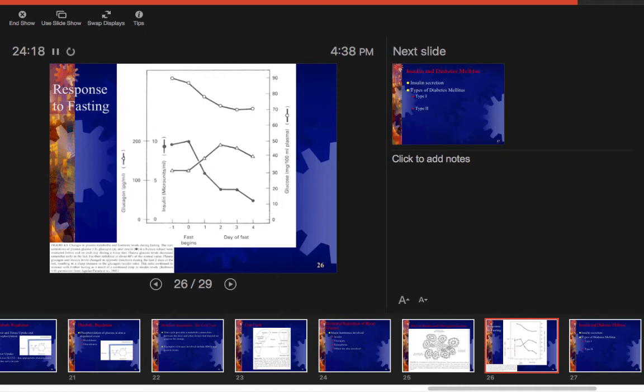And glucagon is stimulating hepatic glycogenolysis. And what other process to increase blood glucose? Gluconeogenesis. Glucagon stimulates hepatic glycogenolysis and gluconeogenesis.